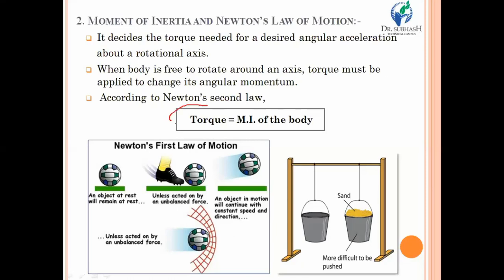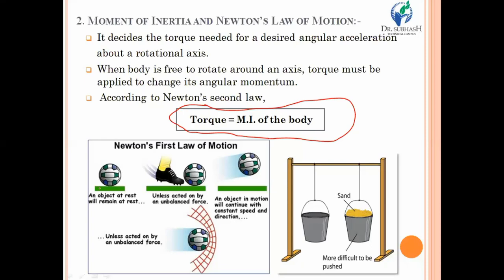So this is what the statement of Newton's law of motion says: torque is equal to the moment of inertia of the body. This is so because whenever you apply torque, a change of angular position of the body takes place, and this change requires some external torque or force, which is always equal to the moment of inertia of that body.